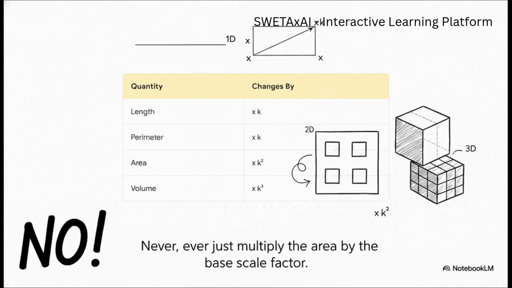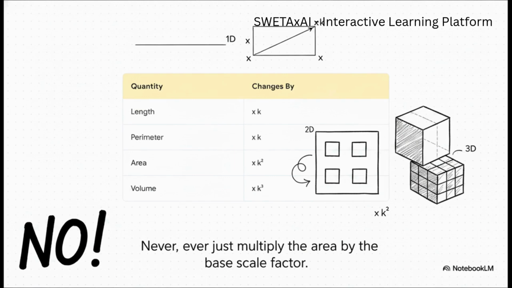And this is the dimensional escalation rule. Length and perimeter, they're one-dimensional, so yeah, they just multiply by K. But area is 2-dimensional. It changes by K squared. And volume, being 3D, changes by K cubed. So imagine a scale factor of 4.